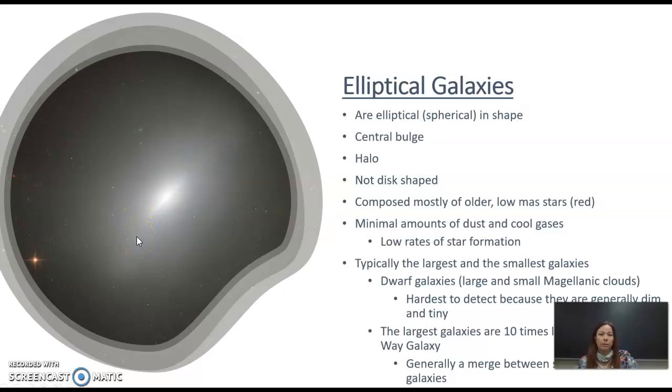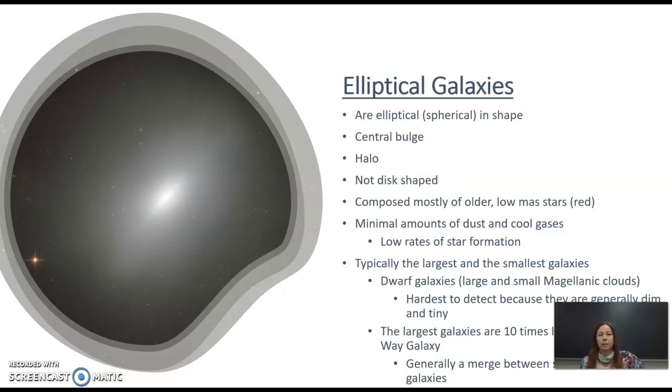There are minimal amounts of dust and cool gases, and because of that, there's a low rate of star formation because there's not a whole lot of stuff to collide into each other and build up, like you would with Legos. And then typically the largest and the smallest galaxies are elliptical galaxies. So we have dwarf galaxies, like the 2 that the Milky Way is absorbing. They're called Magellanic clouds, like Magellan that traveled the oceans and circumnavigated the globe.